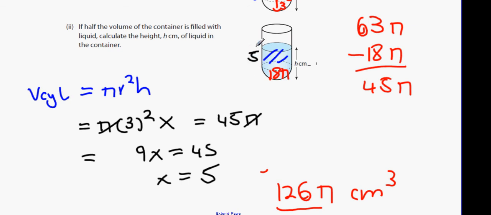Is that the total height, guys? Is that the total height of water? What do I have to add on to it? Have to add on the hemisphere, which is of height 3. 5 plus 3, 8. The total height is 8 centimeters.